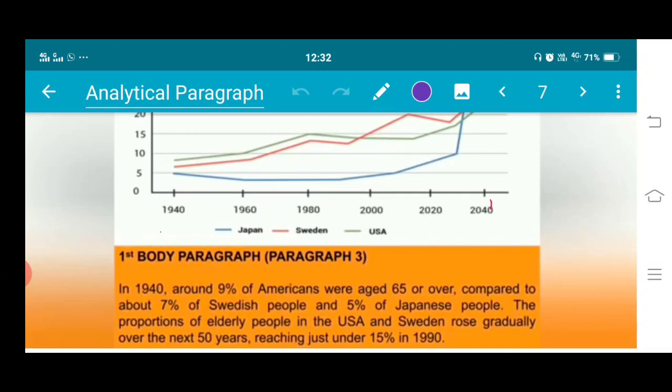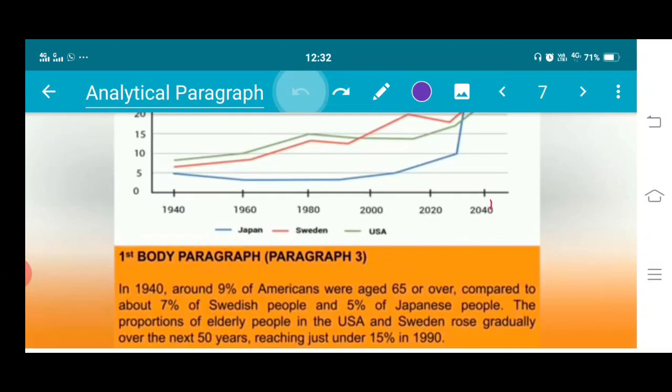In 1940, here, in the starting, around 9% of Americans were aged. So Americans I have taken to mean the people who are living in USA, right? So these things I have added from my side. So in 1940 around 9% of Americans were aged 65 or over, compared to about 7% of Swedish.